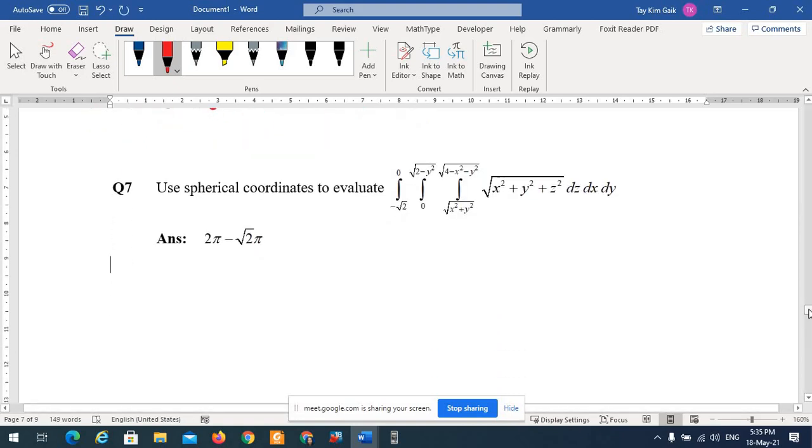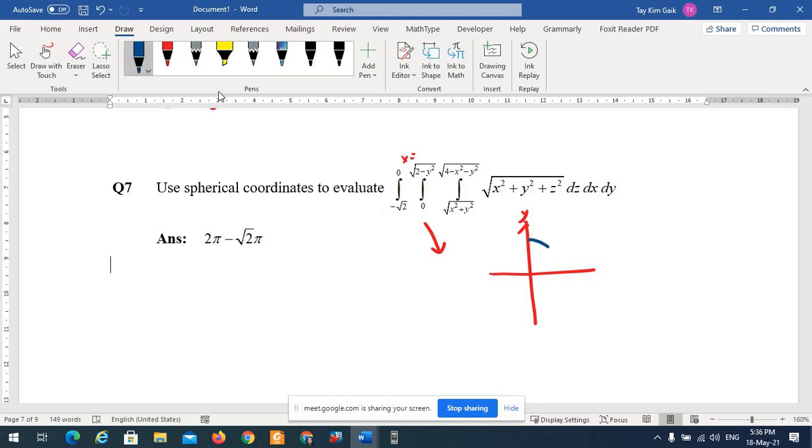This one, the only difference is the integrand. The limit of z, you see, is the same as question 6. Now dx is from 0 to sqrt(2 minus y squared). Compared to question 6, x now goes from 0 on the y-axis until x equals sqrt(2 minus y squared). So you have only the right semicircle.